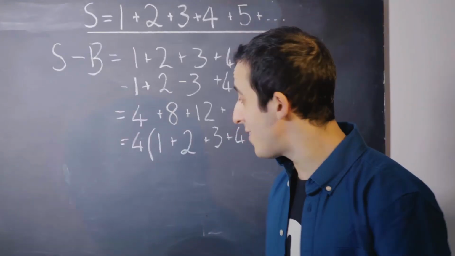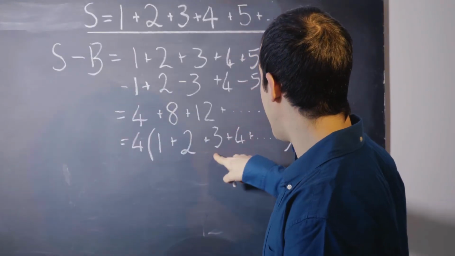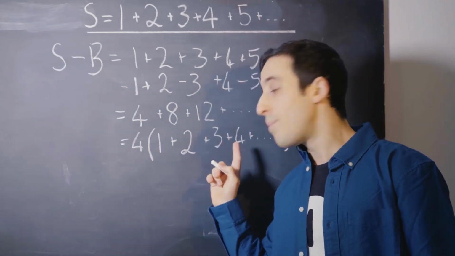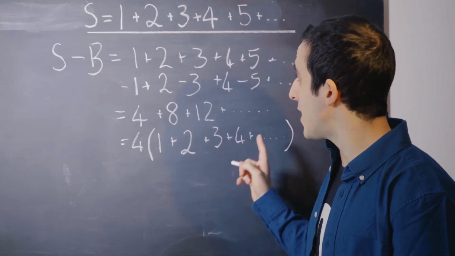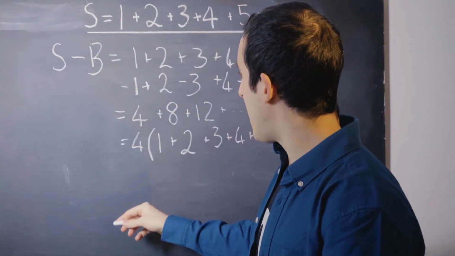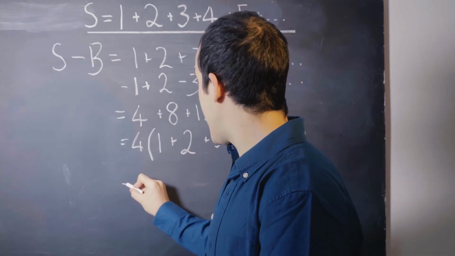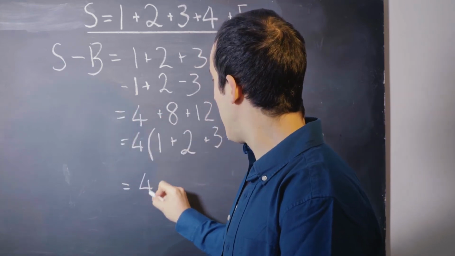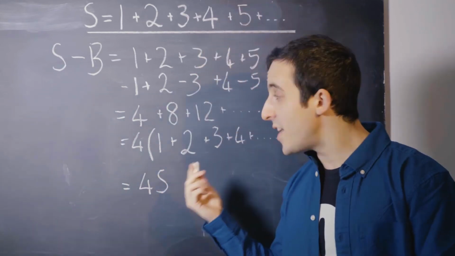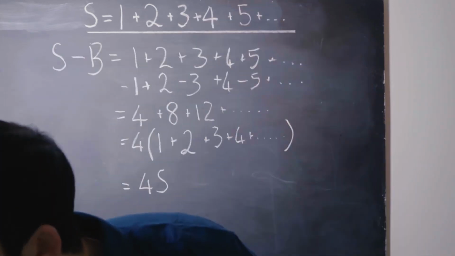What are we left with? Well, this term here, all that is the sequence of positive integers, the sequence of natural numbers. That is exactly this s we started with. So now we have s minus b is just equal to 4 times s. And this is an equation we can solve, right? So let's rub that out.